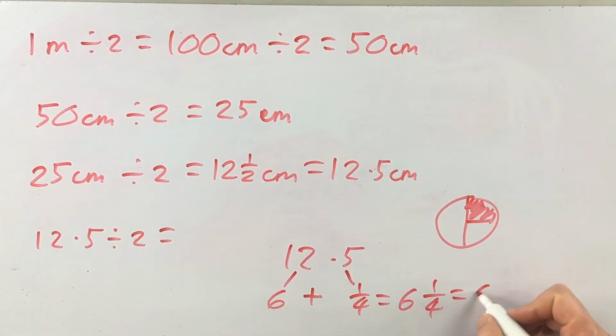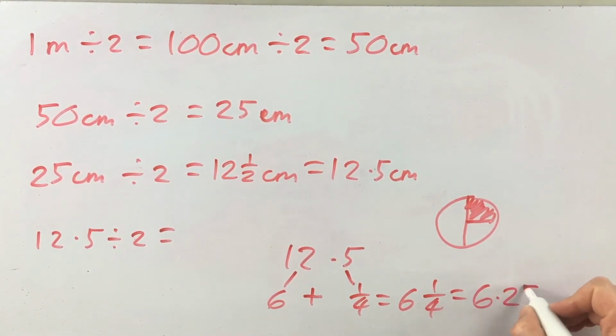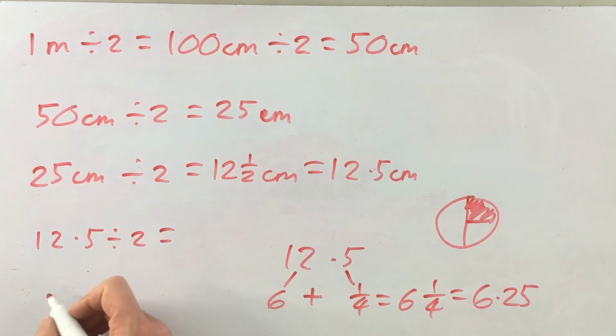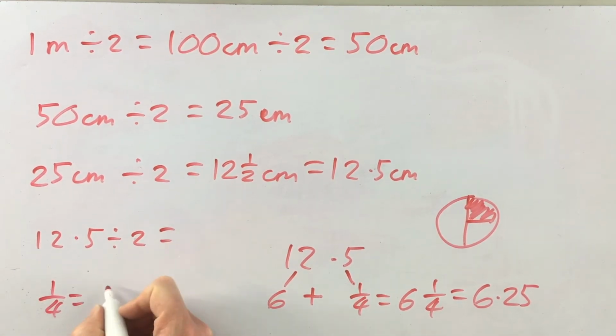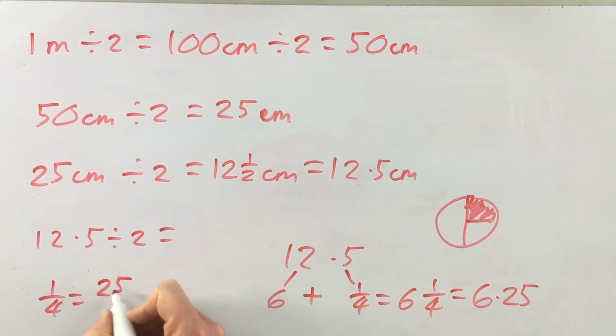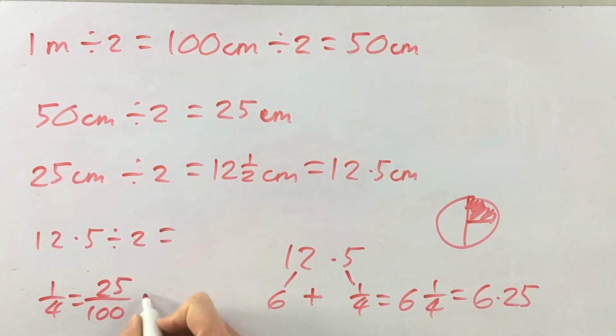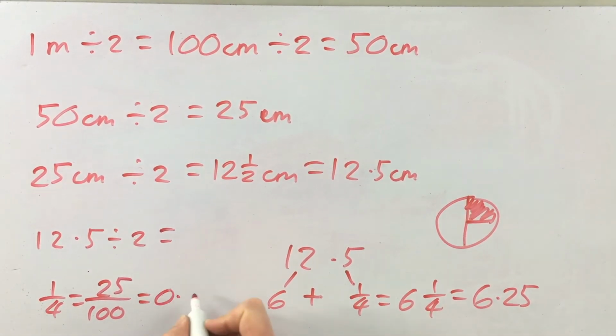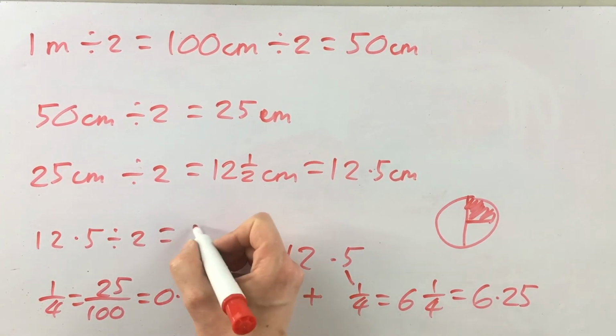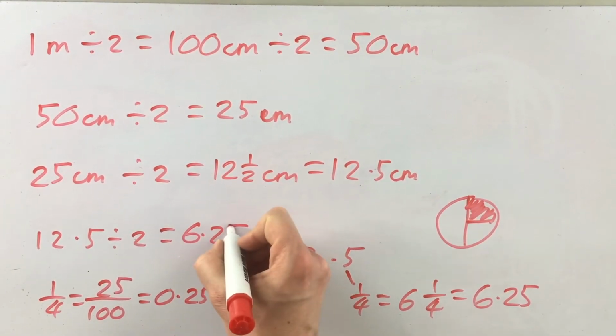which is the same as 6.25 because a quarter is the same as 25 hundredths, which is the same as 0.25. So the answer is 6.25.